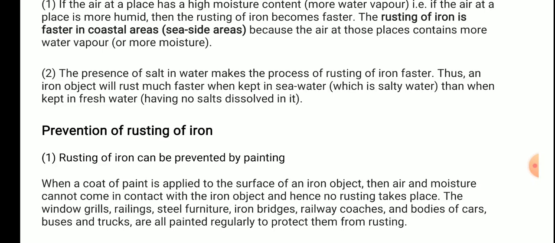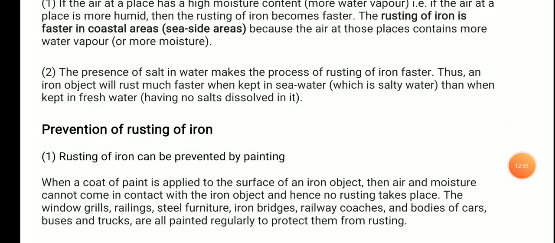So what do we do by applying paint? We just break the contact of that iron metal with the air and moisture, so that air and moisture cannot come in contact with the iron metal, hence no rusting will take place. It is very important. The window grills, railings, iron bridges, railway coaches, bodies of cars, buses, trucks, why are they painted? So as to prevent them from rusting. Okay students, so the first one is rusting of iron can be prevented by painting. Let's move on to the next one.